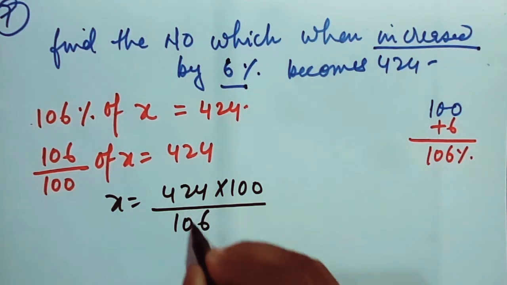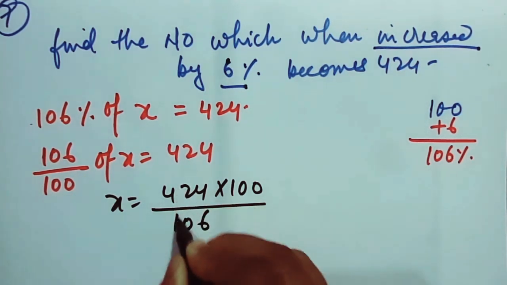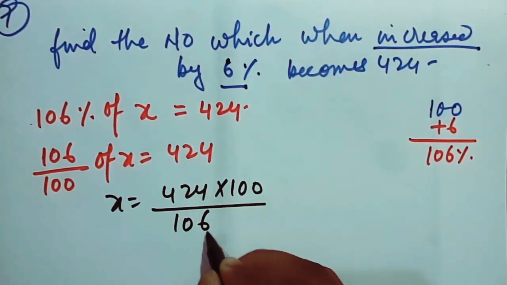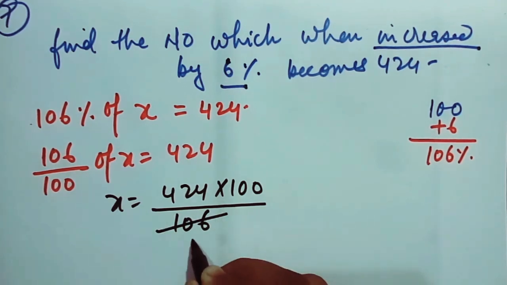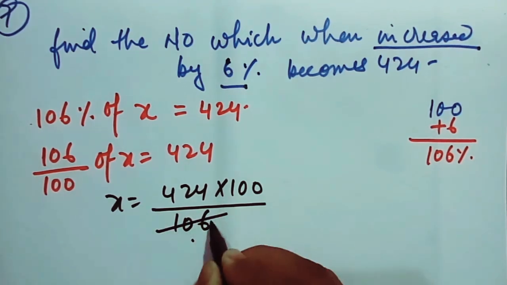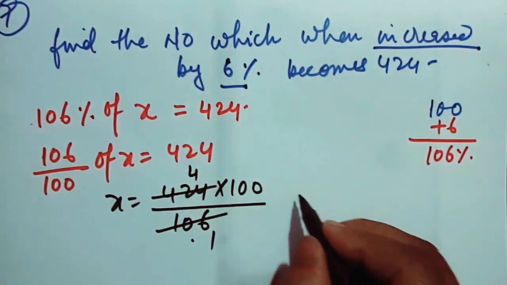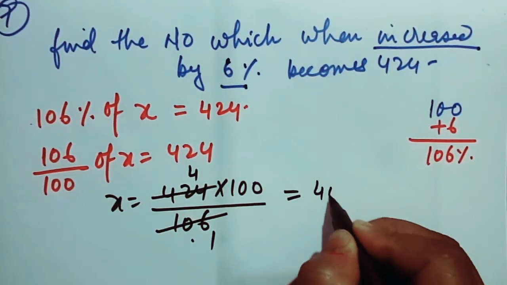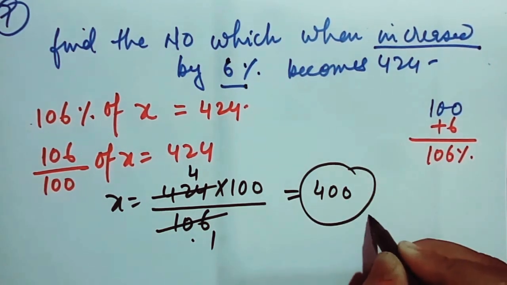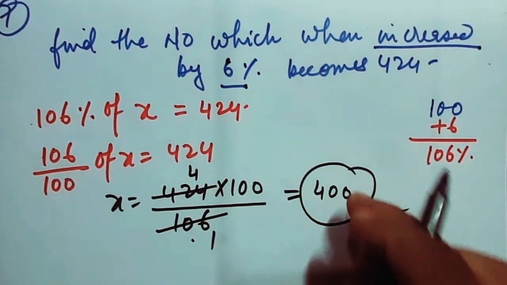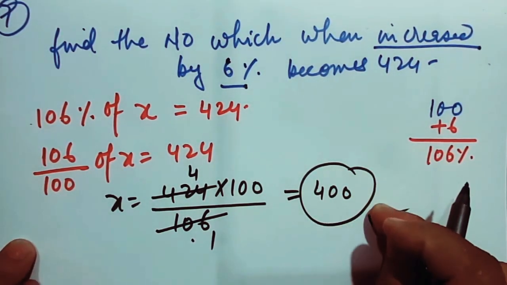You can clearly see that 106 will go 4 times, 106 4 times is 424. So x is equal to 400. This is what your x is, or your number is.